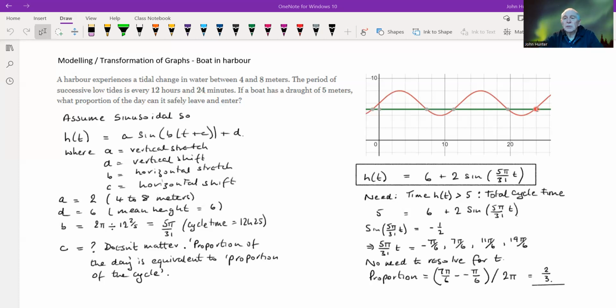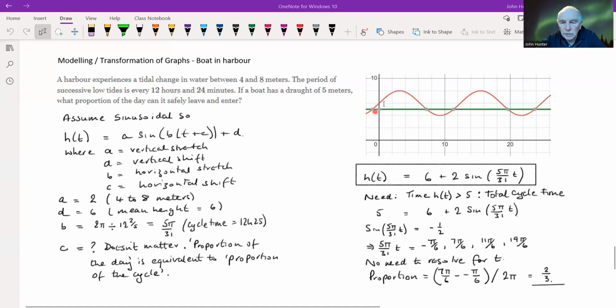What we're actually looking for is the proportion of the whole time, which really is the proportion of one cycle. The proportion of one cycle is the same as the proportion of one day, the same as the proportion of a week, or 40 days, or 30 or 13 hours or something like that. It doesn't actually matter. What we want is the proportion of the cycle for which the curve is above 5 meters.